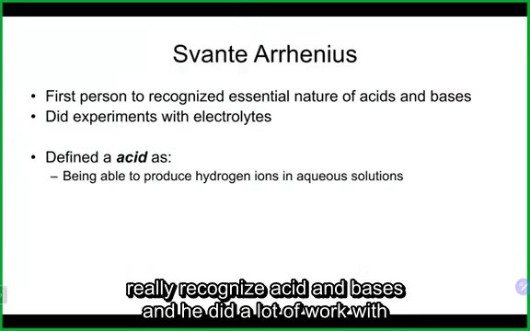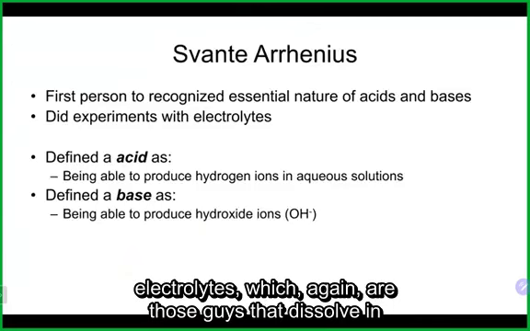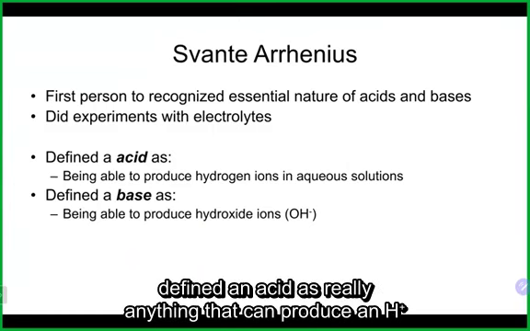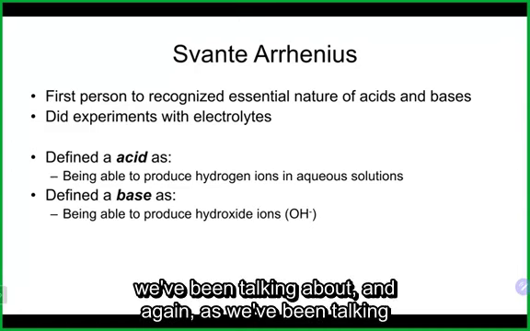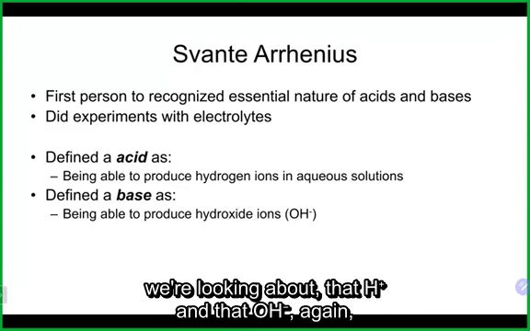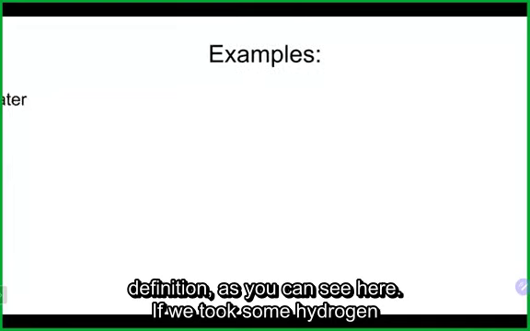So the first person to really recognize acids and bases, and he did a lot of work with electrolytes, which again are those guys that dissolve in solution to create ions, was Arrhenius. He defined an acid as anything that can produce an H plus ion in solution, while a base can produce hydroxide. These should be free ions in solution, that H plus and that OH minus, not attached to anything. It was a really good definition.